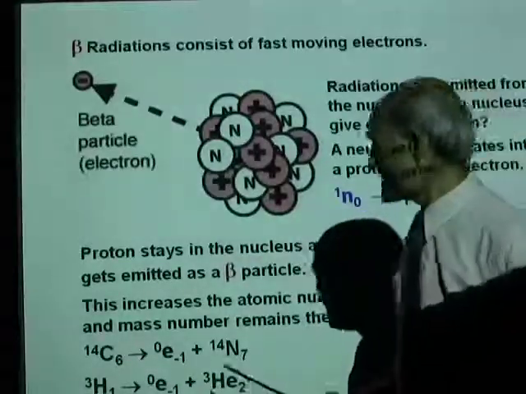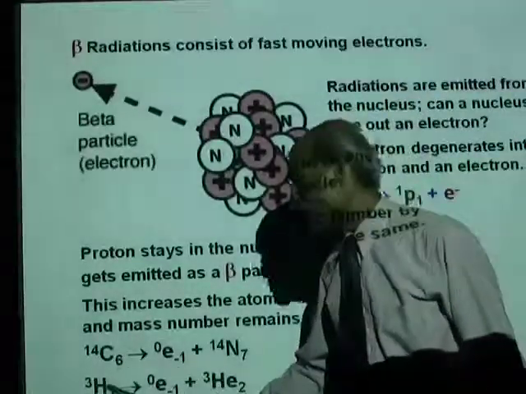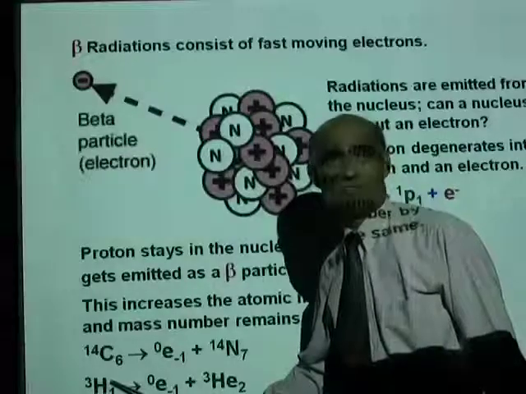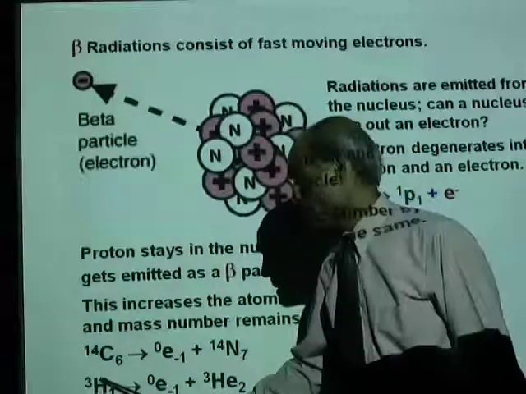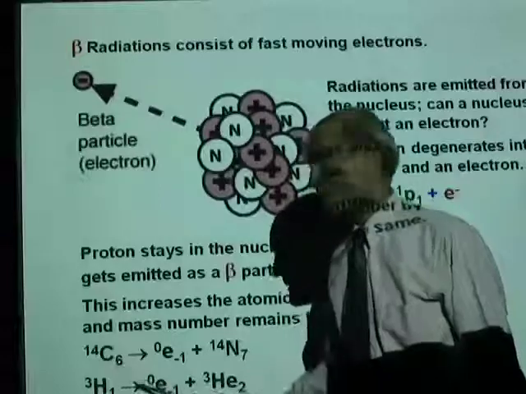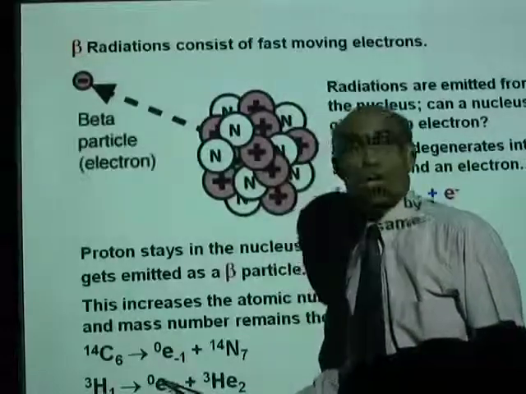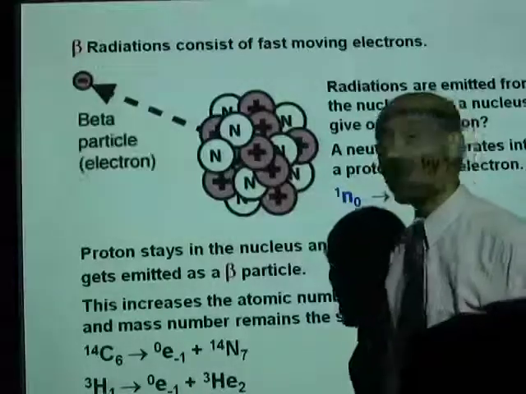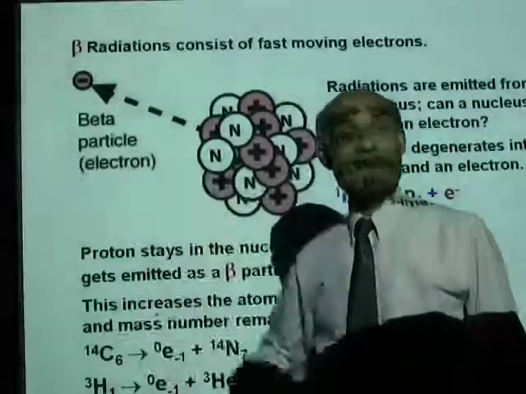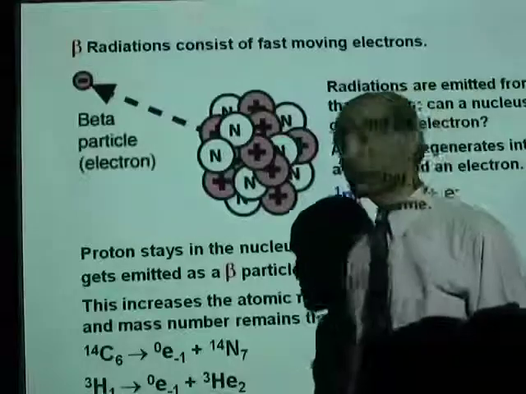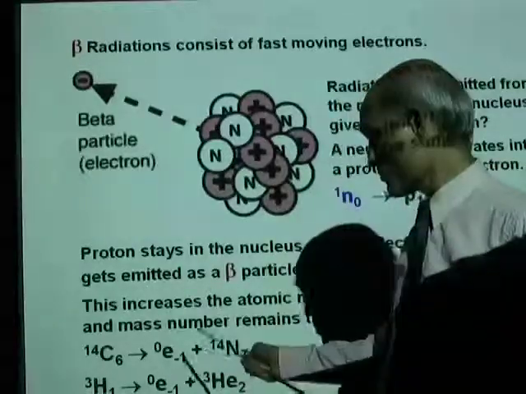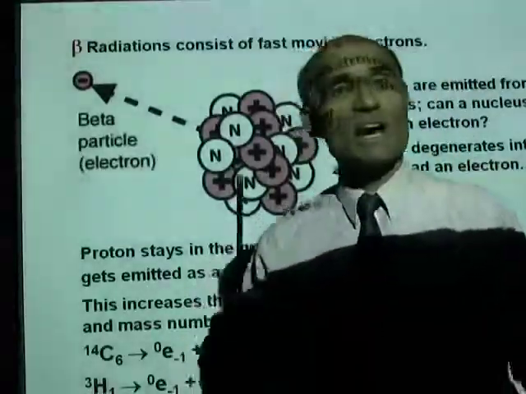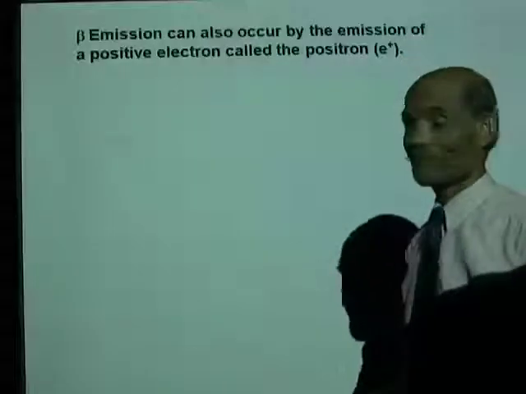Alright. In the same way, an isotope of hydrogen, which is called tritium, H-3 with atomic number 1, emits an electron, a negative beta, and becomes a nucleus of helium, the next higher element, He-3 with atomic number 2. Now, it's good to remember some of these examples and their importance.